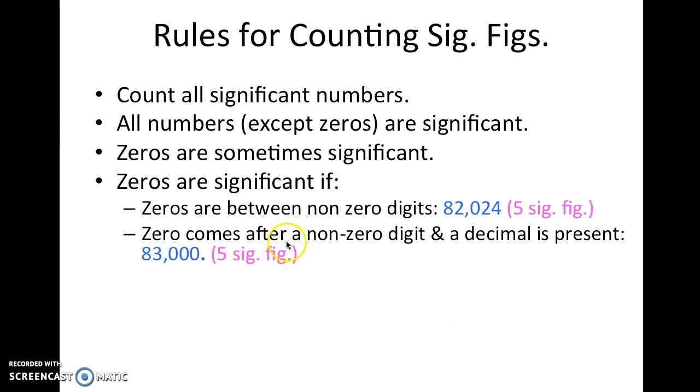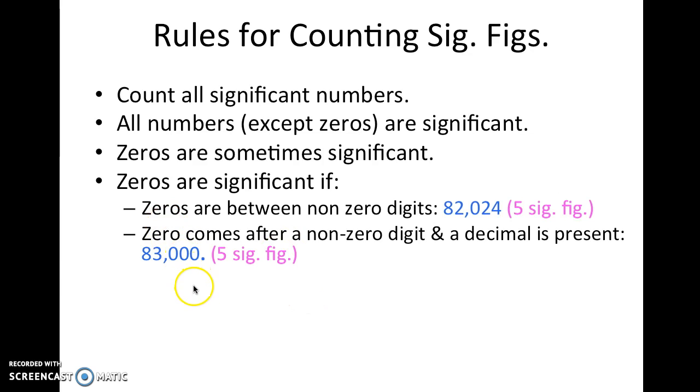If you have a zero that's found between non-zero digits, like this 0 here, found between the 82 and the 24 on that side, then this 0 would be significant. And so now we can count all of these numbers, 1, 2, 3, 4, 5, and we have 5 significant figures here. I'm just counting each number.